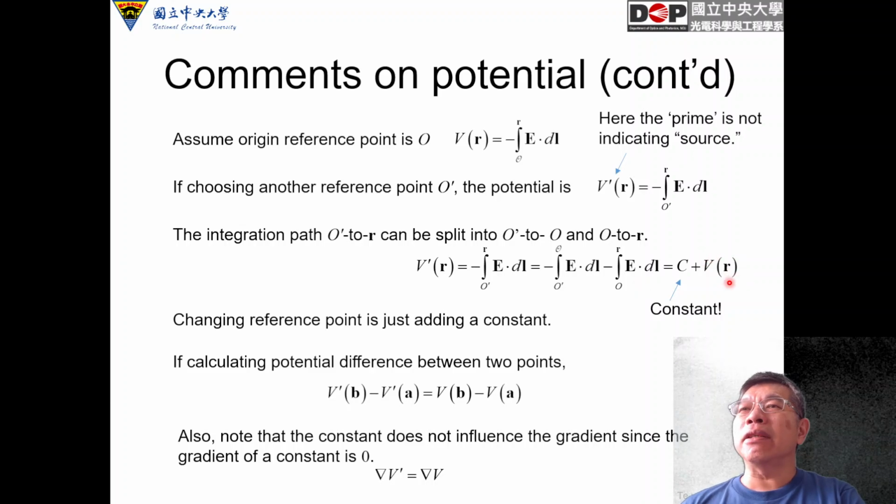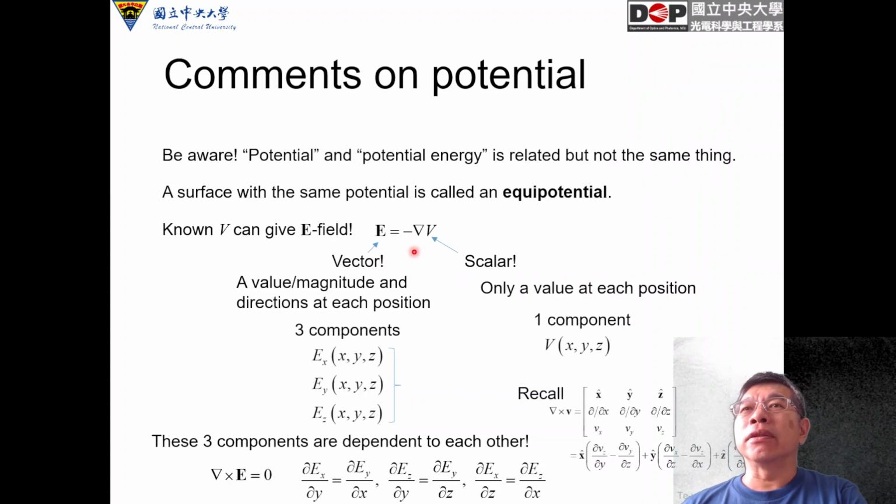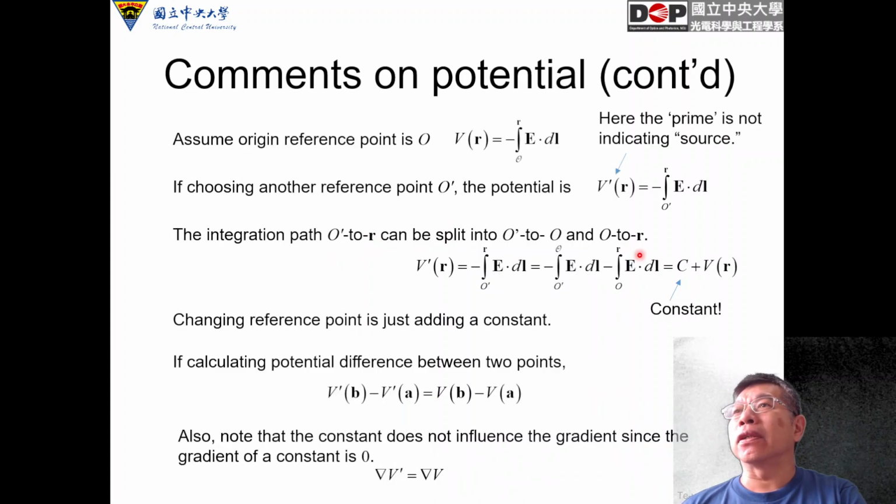So in other words, this statement tells us choosing the reference point will give a different potential. And it's okay, because earlier we said we can use the gradient of the potential to get the electric field. Since this is a constant, the gradient of a constant is zero, so it still doesn't influence our electric field if we want to obtain it. So it's fine. Changing the reference point is just adding a constant.